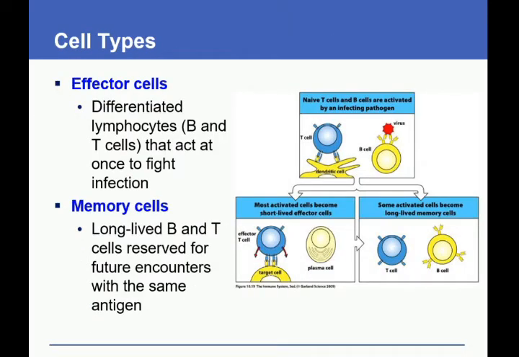Cell types. Effector cells are differentiated lymphocytes, B and T cells that act as one to fight infection, and memory cells. Memory cells are long-lived B and T cells reserved for future encounters with the same antigen.